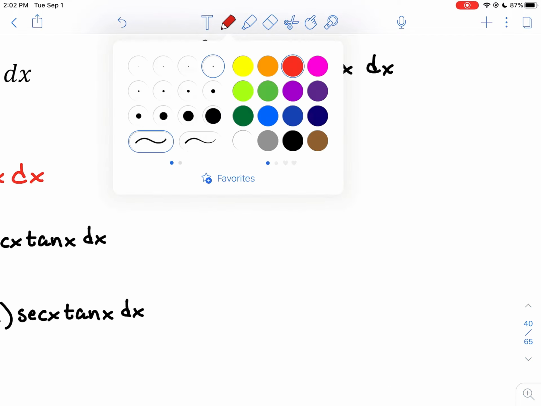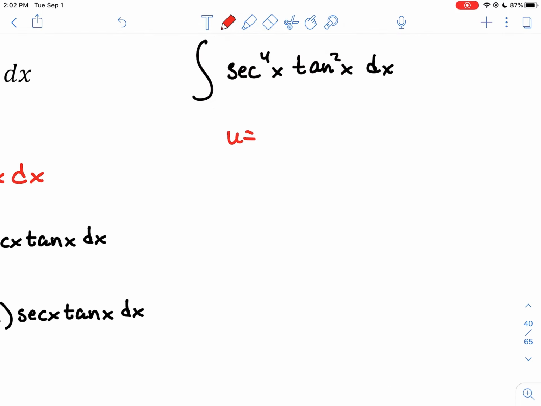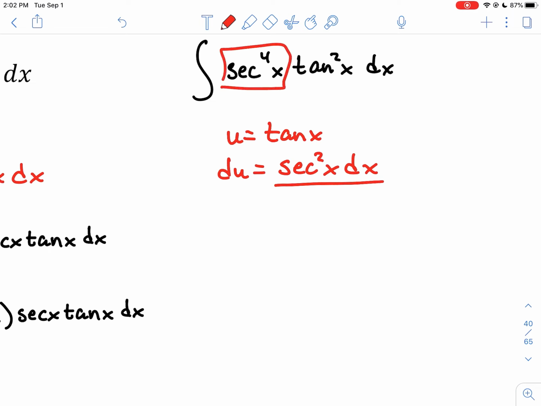So instead, I'm going to wonder what happens if I let u be tangent of x and see what I would need to construct a du. Well, the derivative of tangent is secant squared. So I need a secant squared times a dx to make the du. What I have is secant to the 4th. I have more than enough secants. I just need 2 of them to make the du.